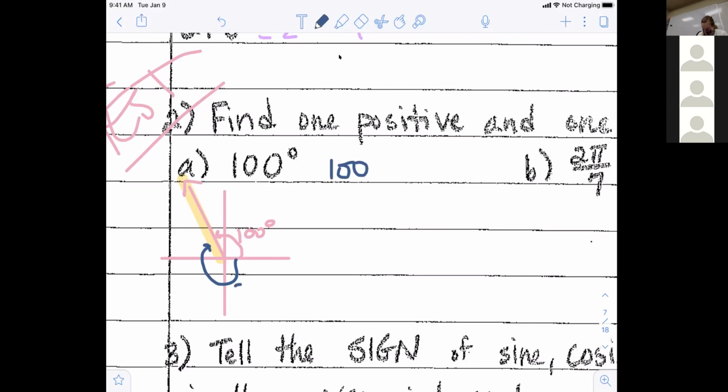I'm going to do one more thing. I don't want it to just be 260. I want it to be negative 260. Whenever I go down and around to find an angle instead of up and over, that is a negative angle. So to get that, how did you get 260 first?